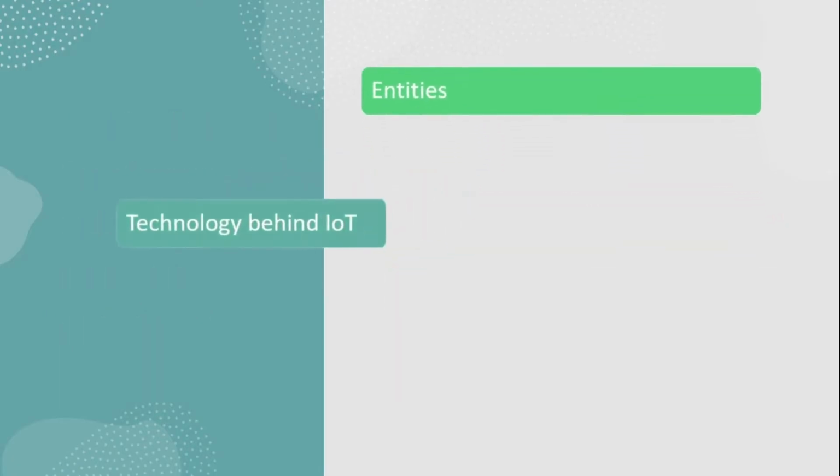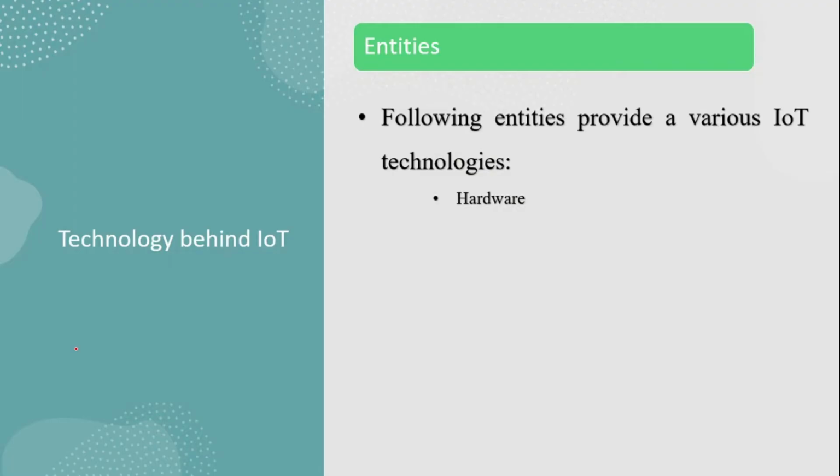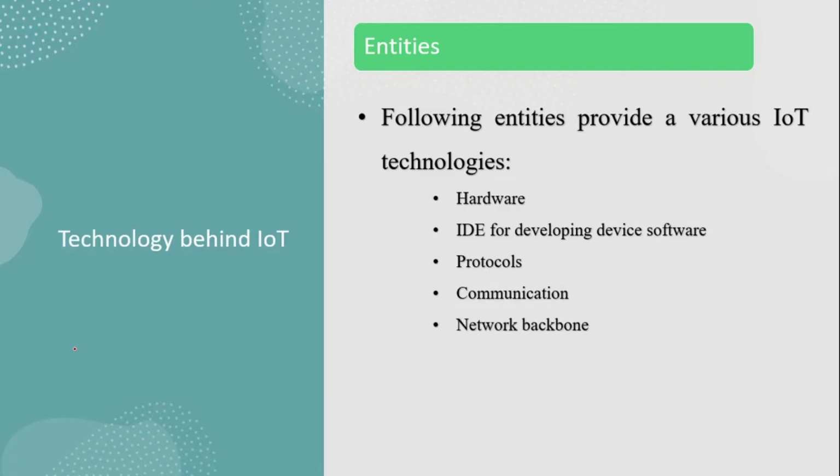First, coming to the entities concept. What are the different entities in IoT? First one is hardware. Second one is IDE, which means integrated development environment for developing device software, any device. Third one is protocols, which means some set of rules. Next one is communication, which type of communication we are providing in IoT. Next one is network. Next one is software, and next one is cloud platforms or data center.